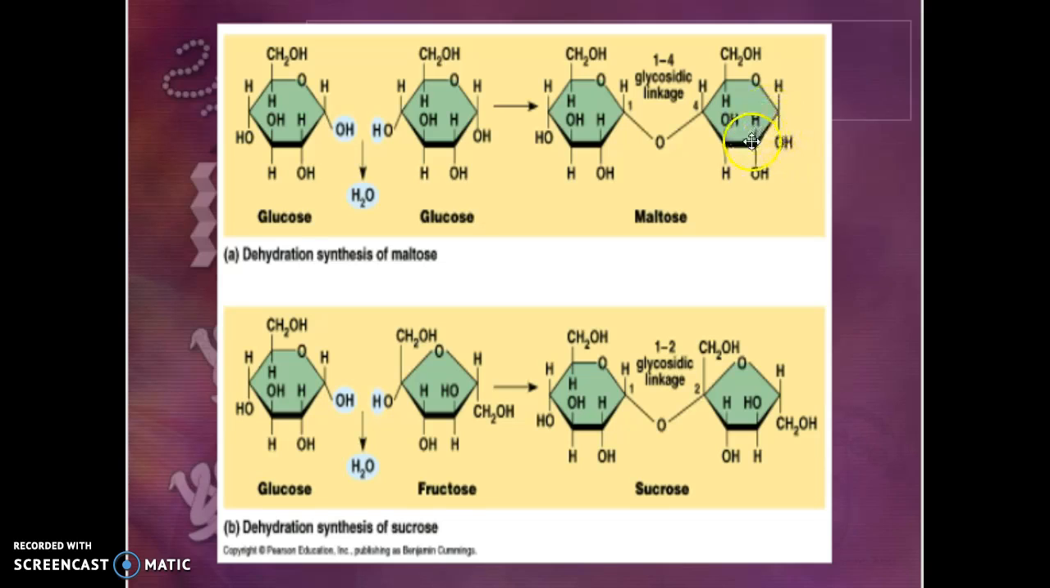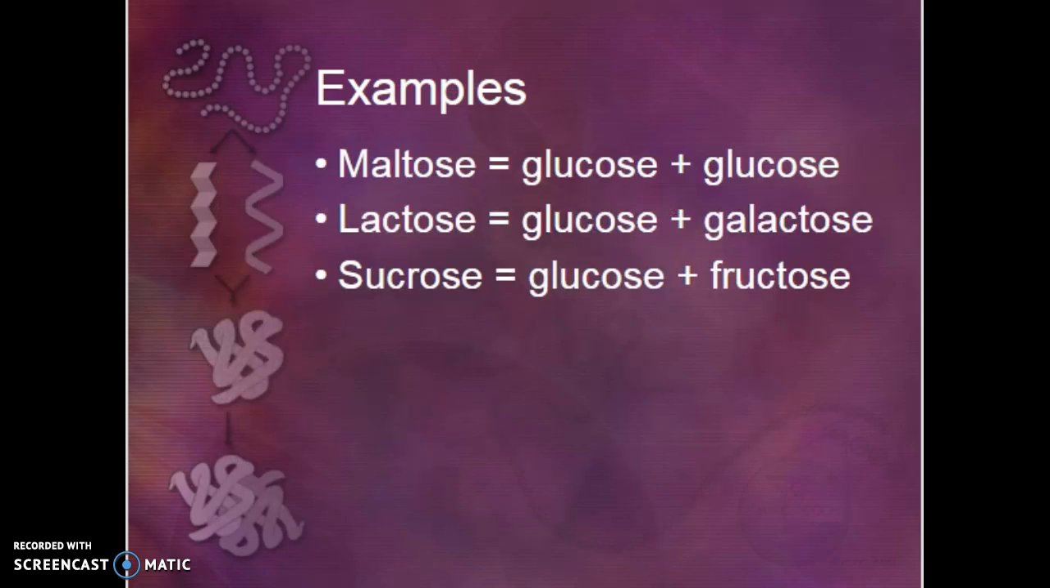But essentially, 1, 2, 3, 4. We're counting our carbons. Over here, because it's a different ring structure, we count in a different way. This becomes 2. So there are some examples, maltose, lactose, and sucrose. You've probably heard of those. Maybe you know someone who's lactose intolerant or something along those lines. That's going to be a glucose and a galactose.